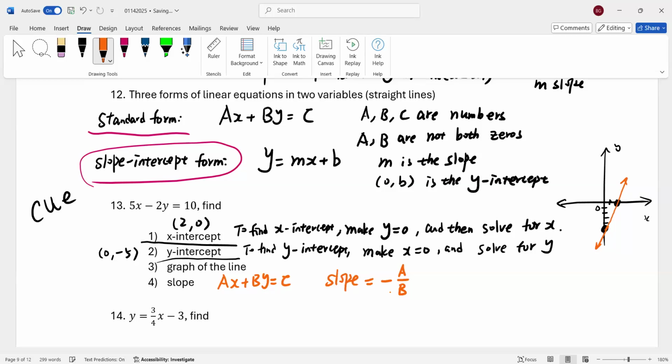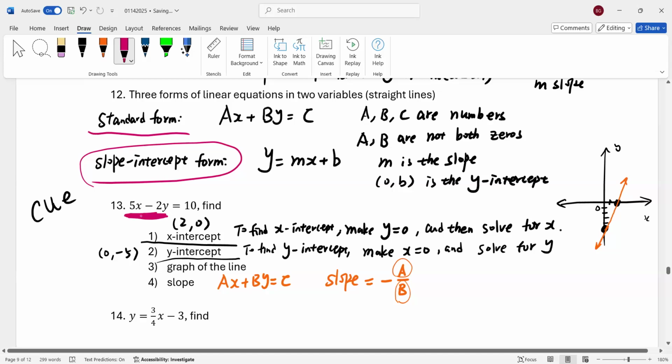Just use the graph to find the rise over run. But if this method is for you, pay attention. So here, A is the coefficient of x, B is the coefficient of y. And you take the quotient of the two numbers and then flip the sign. Okay? What happened is, look at the left side. So the slope is only related to the left side in a standard form.